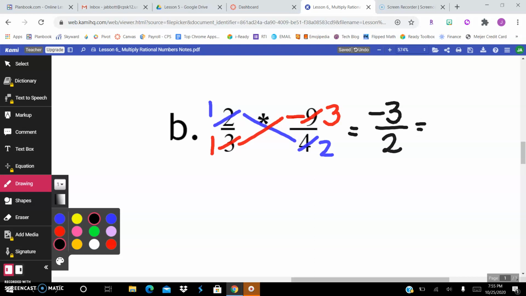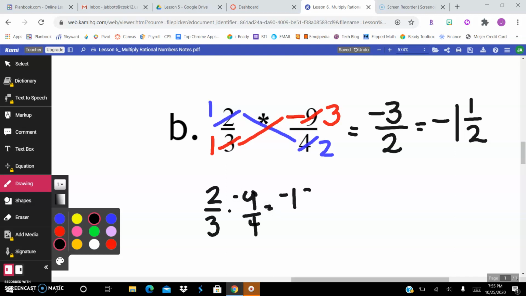And then the top number is larger than the bottom number, so we're going to have to make this proper. Carry over our negative sign. 2 goes into 3 one time with 1 left over, and 2 is our denominator. So our answer is negative 1/2. Now, I want to show you what this would look like if we didn't reduce first.